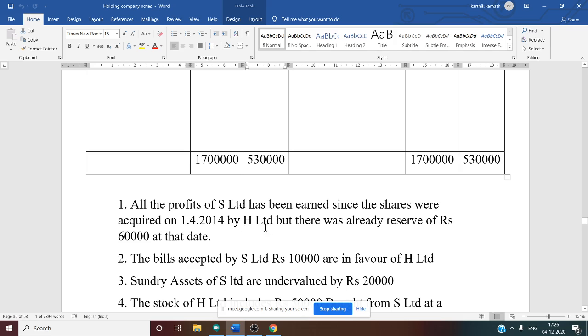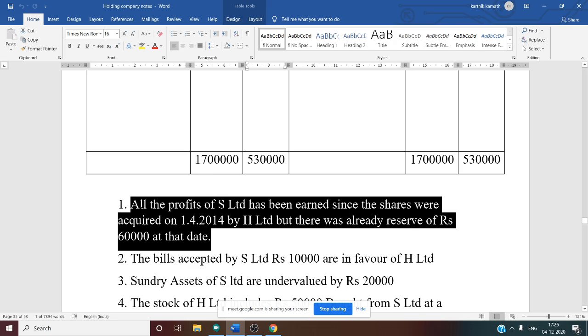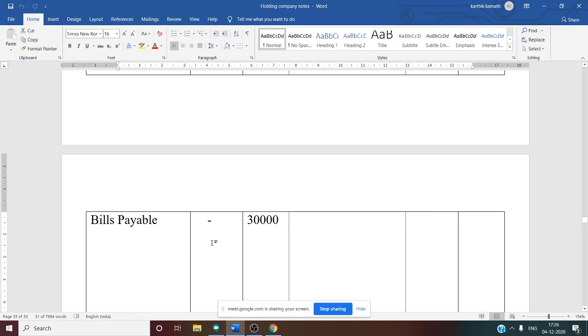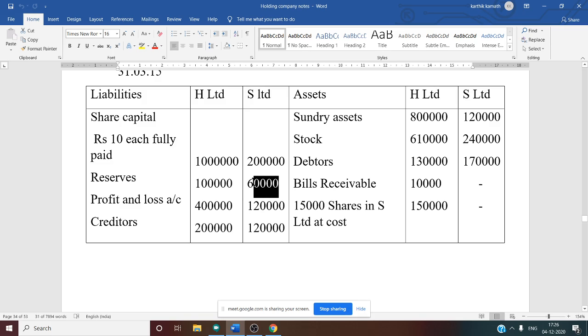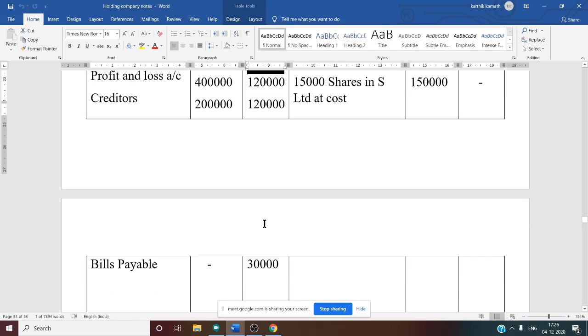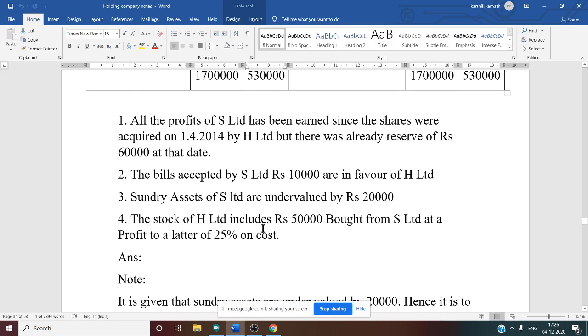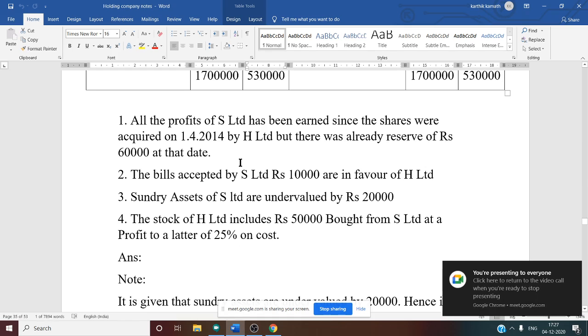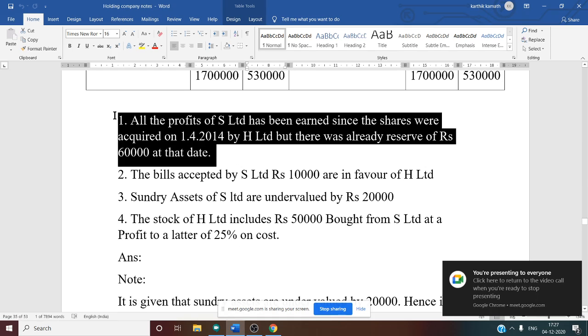But there was already a reserve of 60,000 at that date. So now let us see the reserves of the subsidiary. Reserve of the subsidiary is 60,000, and this 60,000 was there before the acquisition or on the date of acquisition. That means all the reserves are pre-acquisition reserve. So there is no post-acquisition reserve in this problem. Similarly, there is no pre-acquisition profit in this problem. So that is about adjustment number 1.